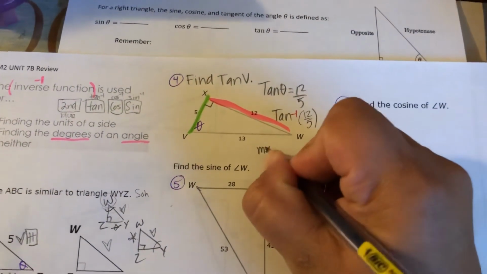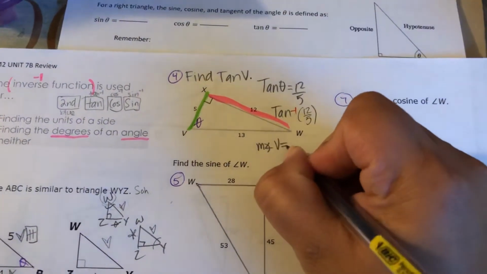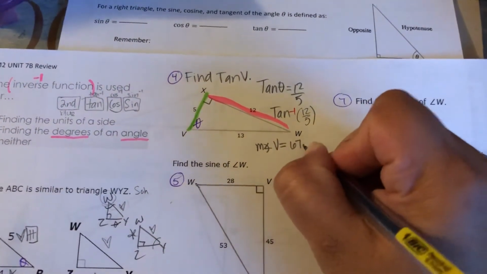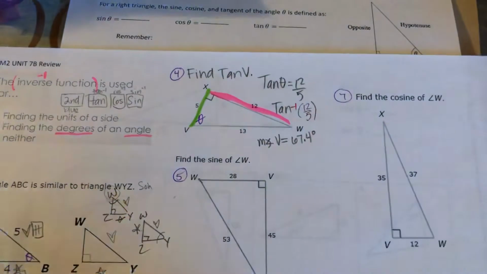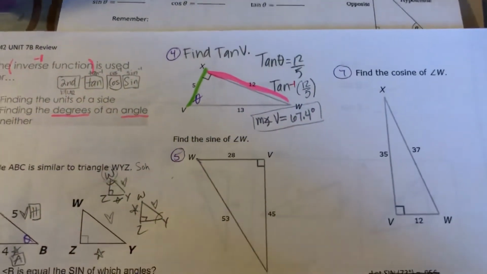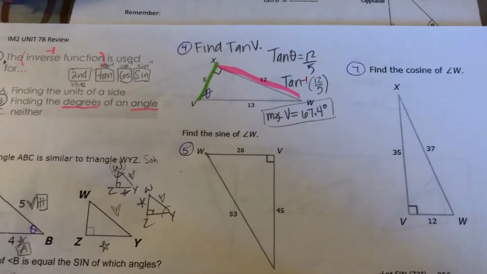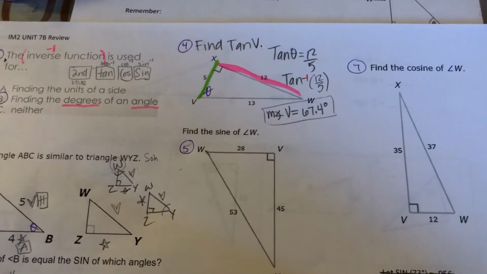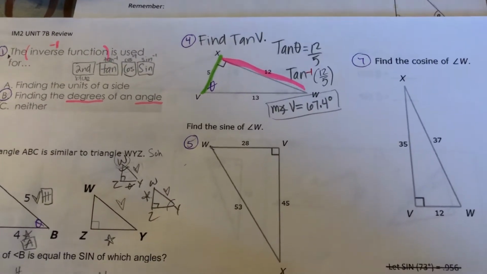So the measurement of angle V is equal to 67.4 degrees. Okay, and again, feel free to pause this video at any time so that you guys can get clarification, rewind it, maybe I didn't say something correctly, send me a remind.